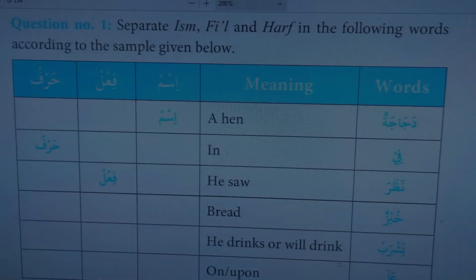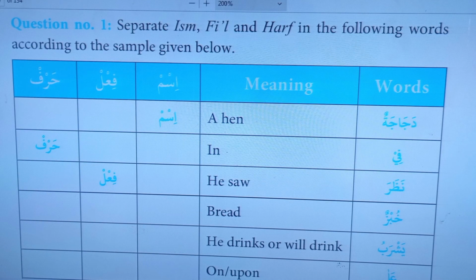So a harf is incomplete without a word. We have to combine it with an ism or a fi'l. Now let's look at the practice table together. Let's classify these words based on our definition.